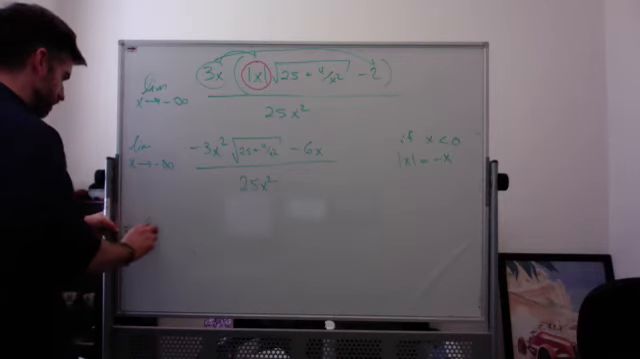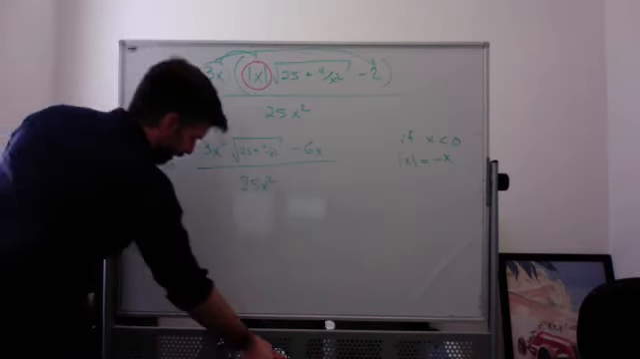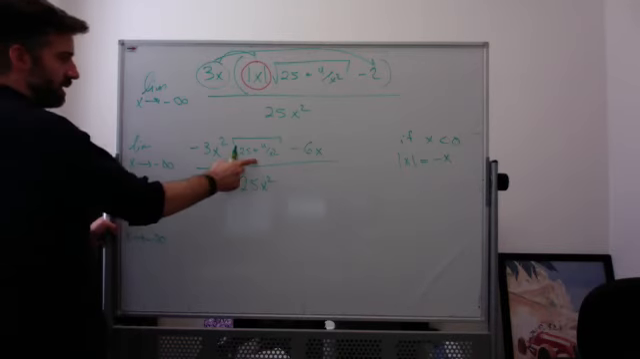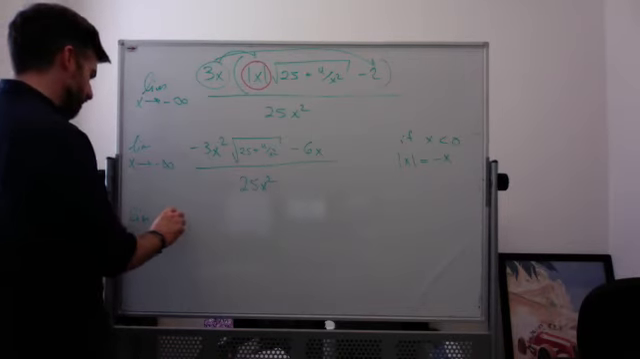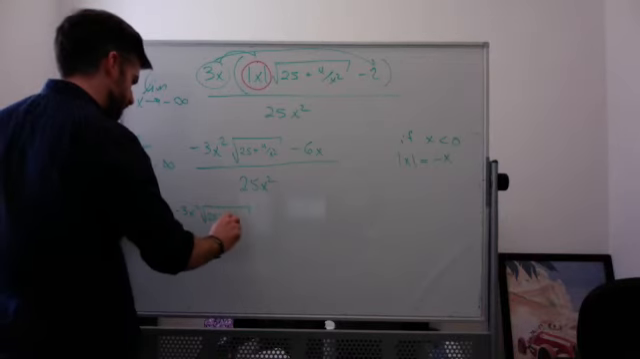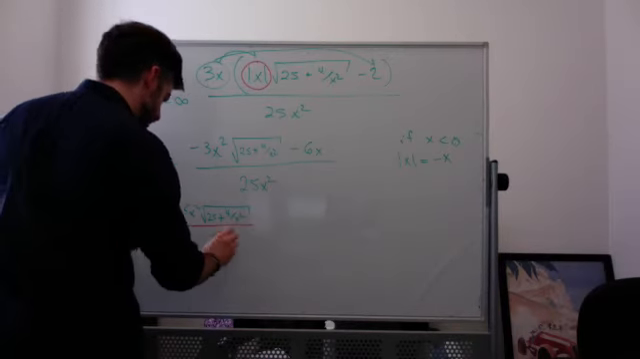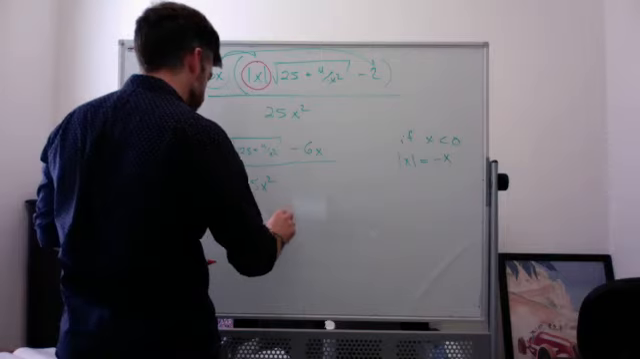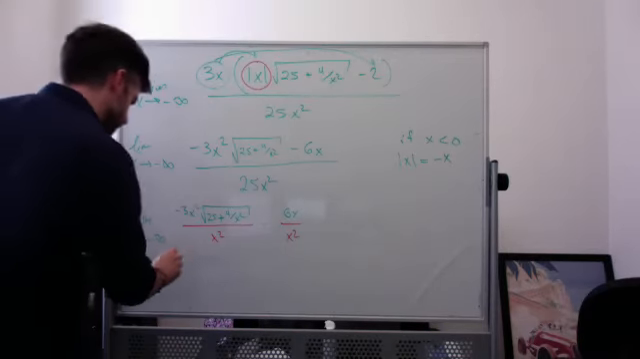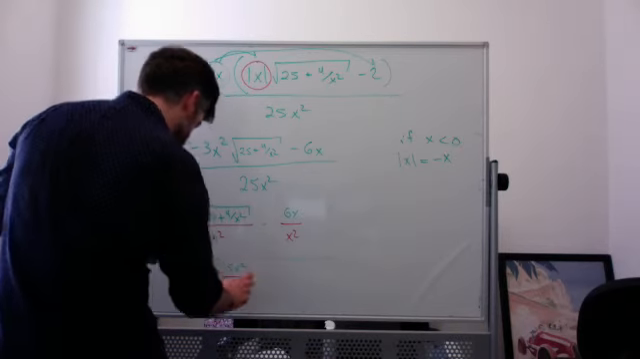I'm going to write this as the limit. I don't know why I wrote that line like that. Let's try that again. Limit as x goes to minus infinity. I'm going to divide each term by x squared. So I'm going to have, that's going to look gross, negative 3x squared times the square root of 25 plus 4 over x squared, divided by x squared. And then I'm going to have minus 6x divided by x squared, all over 25x squared divided by x squared.